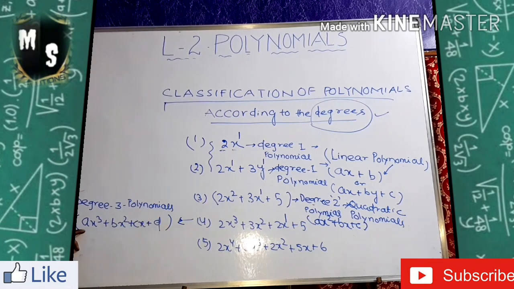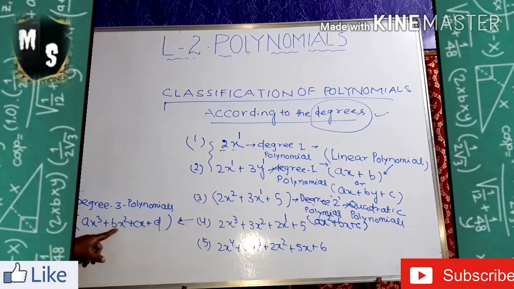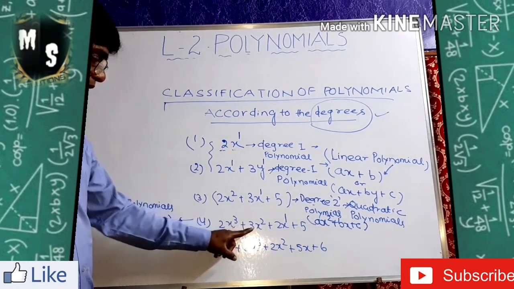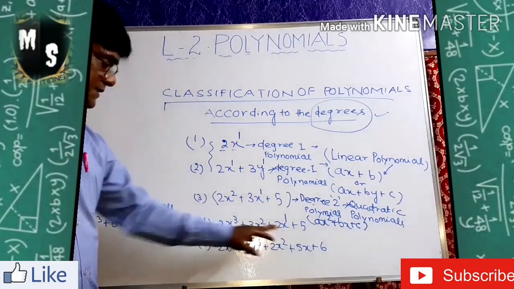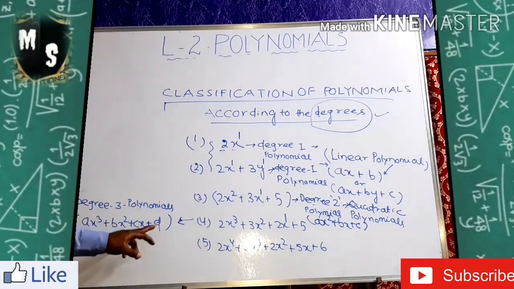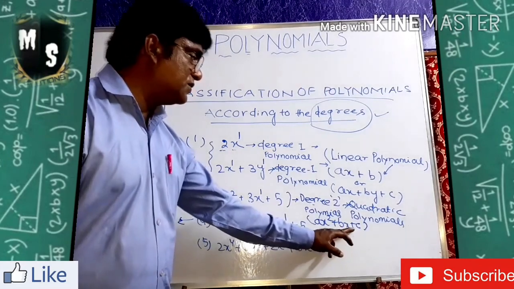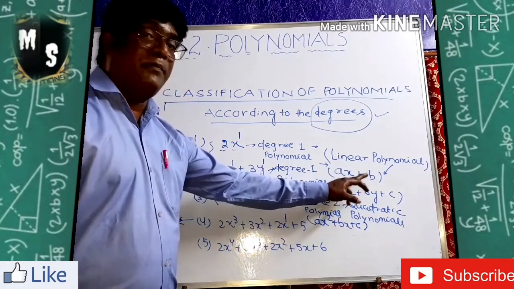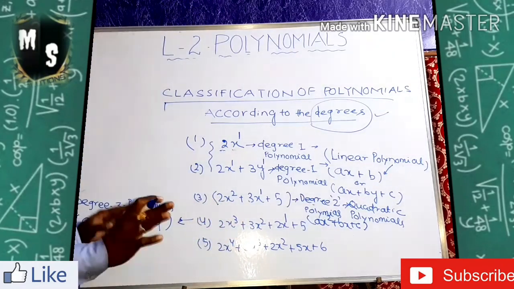Now you will say, sir, where is a? a is 2 here, ax cube, bx square is 3x square, then cx, here it is c, plus d. d is 5 here. So d is a constant here. Here in a degree 2 polynomial, c is called the constant. In a linear polynomial, b and c are called the constants. Understood now? I hope you understood.